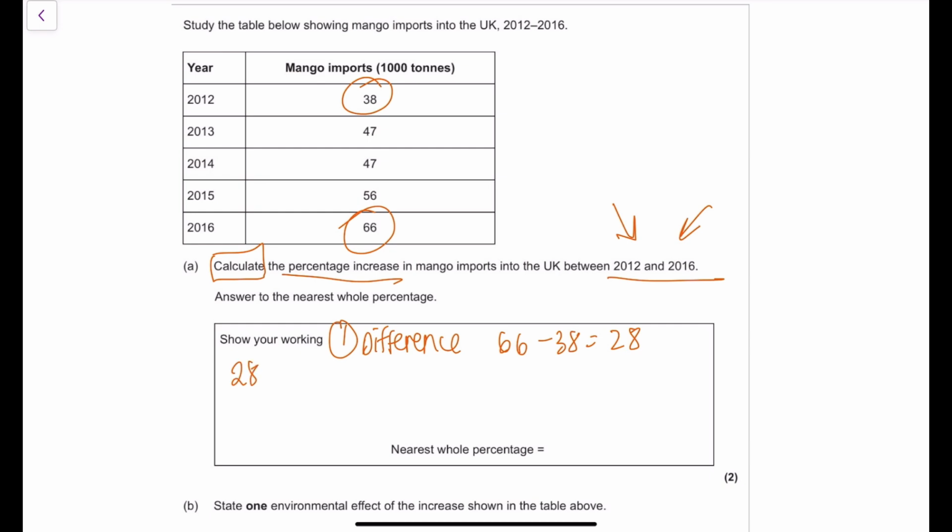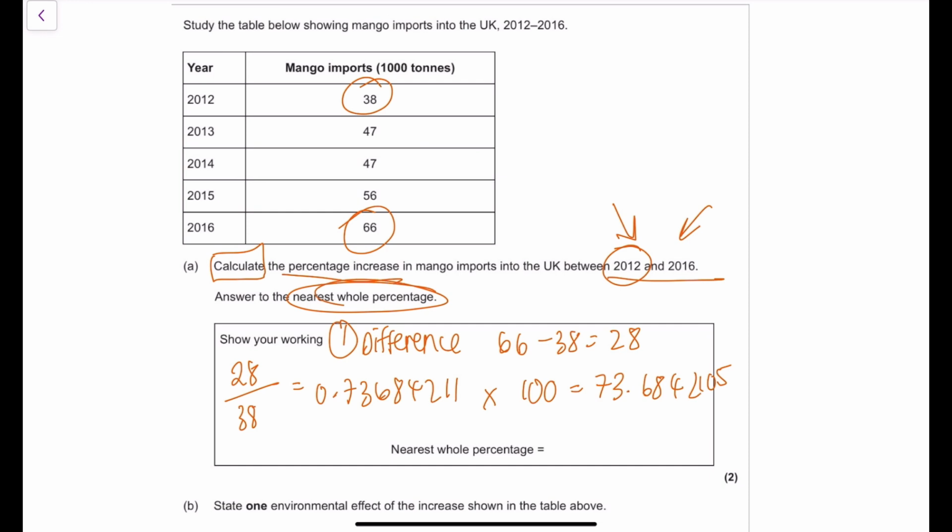I'm then going to divide 28 by the original number. Now the original number is usually always the first number in the question. So 2012. So I'm going to pick out 38, and then that gives me this really long number. But obviously, as I know, it's a percentage, so I need to times it by 100, which gives me 73.6842.105. Check the question, whole percentage. So I'm going to round that up because obviously it's over 0.5, which gives me 74%.